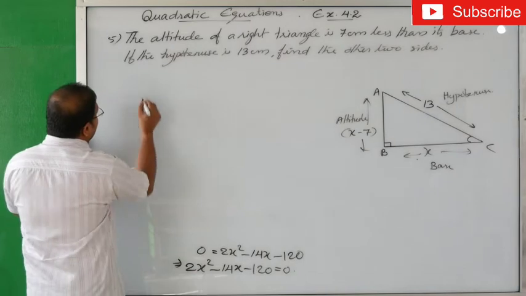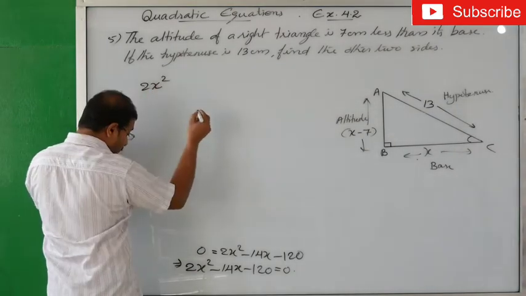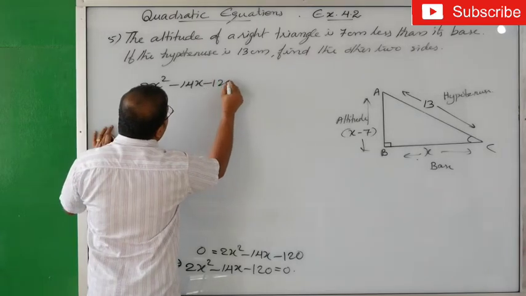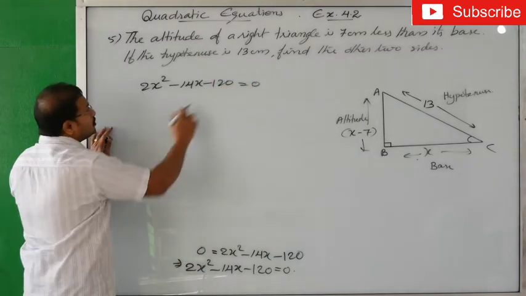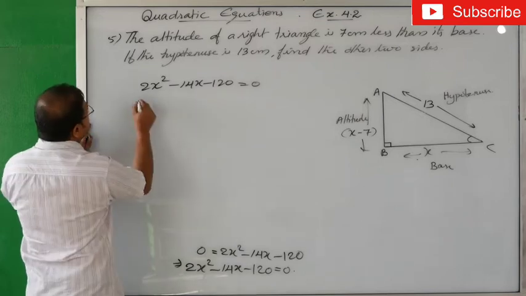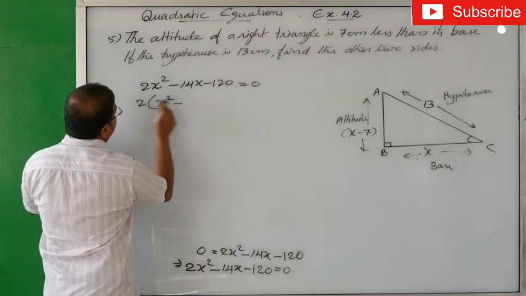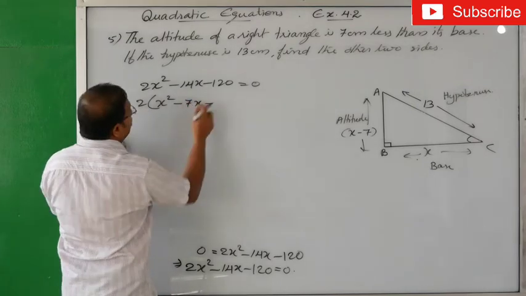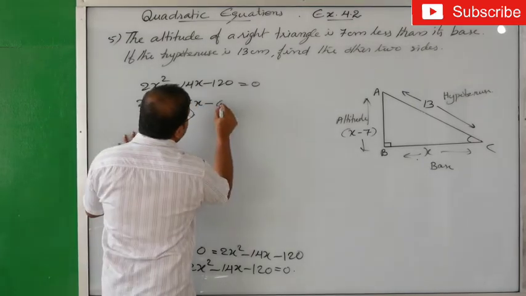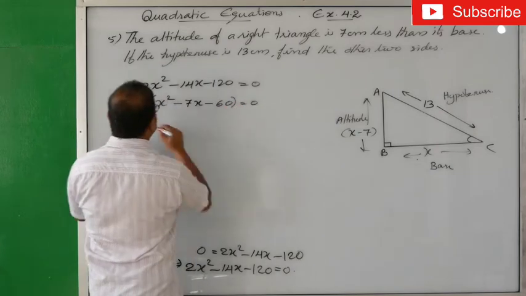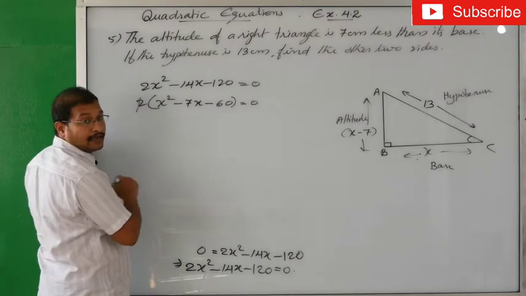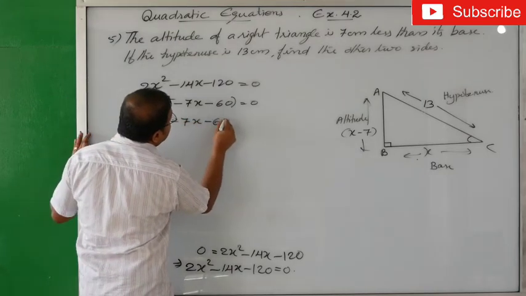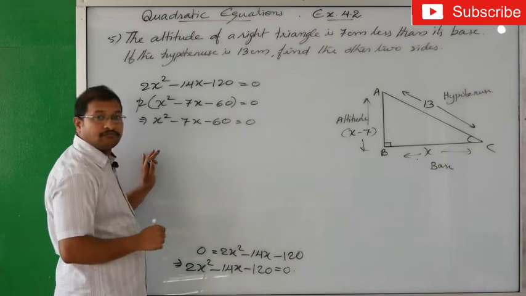Now I will write one more time: 2x square minus 14x minus 120 equal to 0. From this, what can you take common? 2 bracket: x square minus 2 into how much you will get 14? 2 sevens are 14, so 7x, minus 2 into how much? 2 sixties are 120, equal to 0. Since the other side is 0, the 2 will cancel. That implies x square minus 7x minus 60 equal to 0.